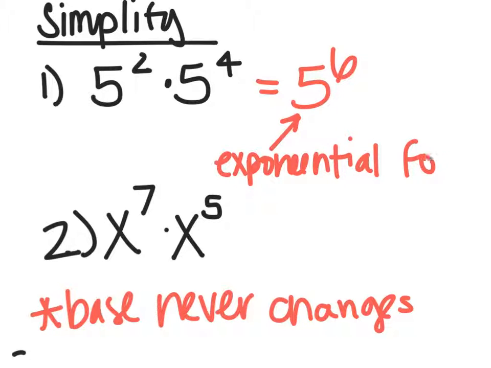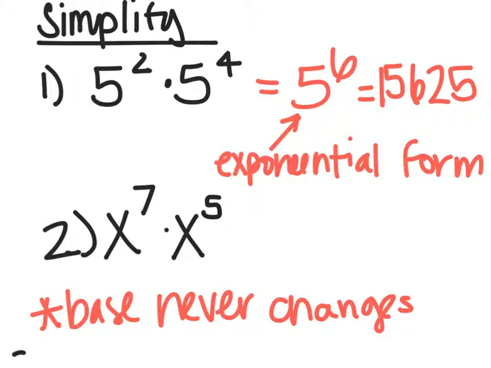But since this is a number, I can actually evaluate that. So I can multiply 5 times itself 6 times. And 5 times 5 times 5 times 5 times 5 times 5 is actually going to give us the number 15,625. So we can say they're the same. So that's exponential form, and this is going to be numerical form.